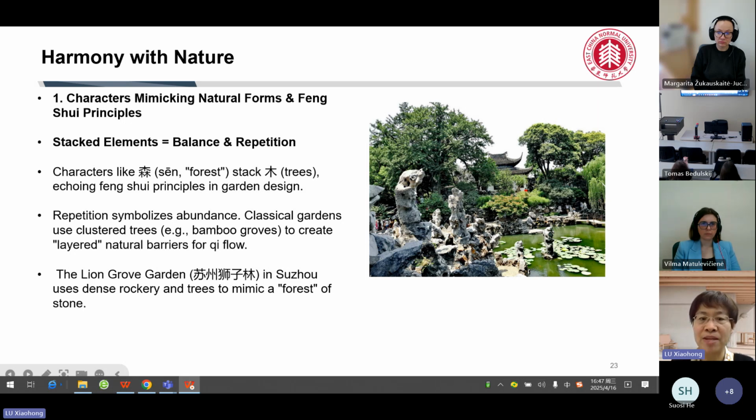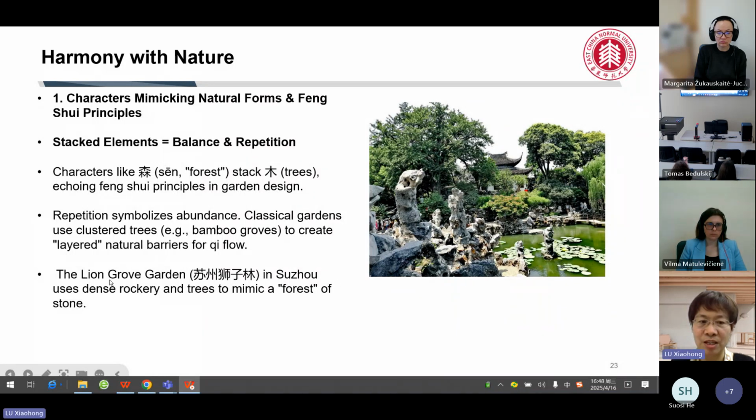We have mentioned the word sen, and sen indicates stacked. Well, sen is made of three mu. Mu means tree, so it echoes feng shui principles in garden design. These stacked elements indicate a kind of balance or repetition, and this repetition symbolizes abundance. So with three mu, it means dense wood or forest. So classical gardens use clustered trees like bamboo groves to create layered natural barriers for qi to flow.